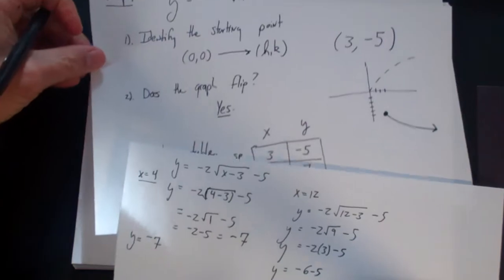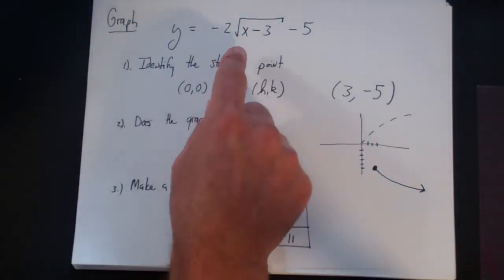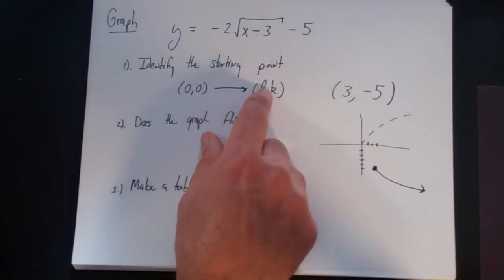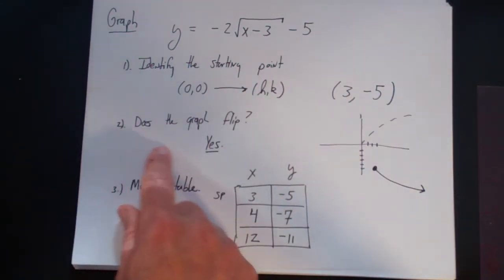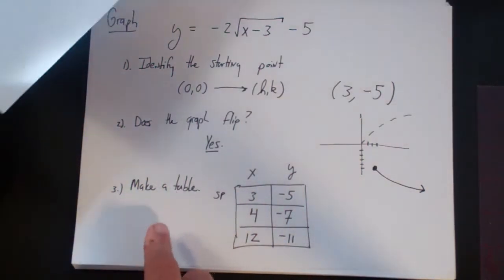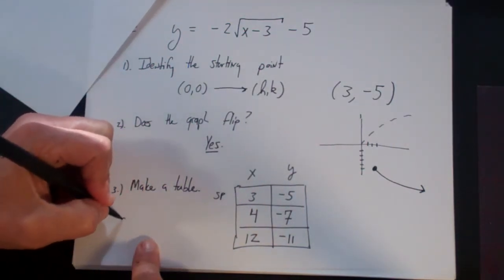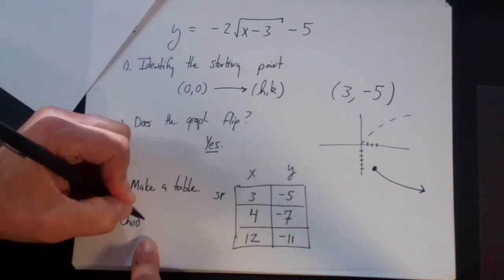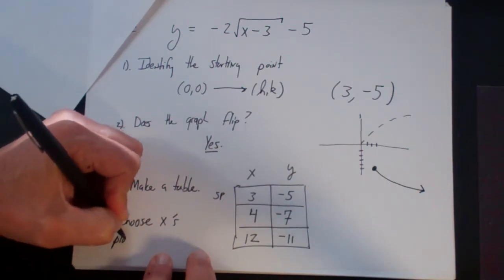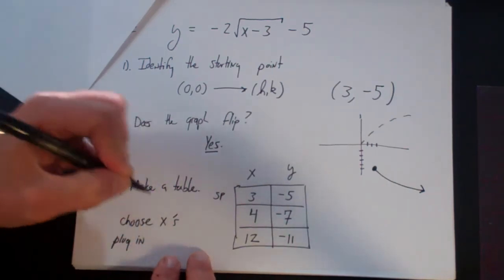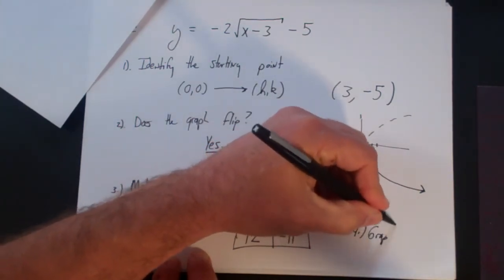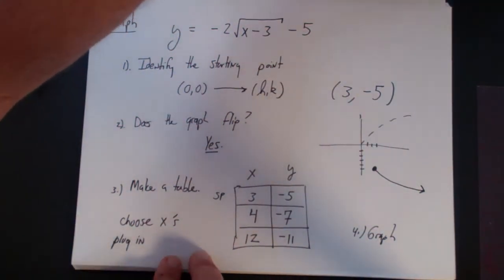So let's look at our steps again. Step number 1, identify the starting point. You get that by the (h, k). Second, see if the graph flips, and it does. Third step, make a table. You make a table by choosing x's. Plug in to solve for y. The fourth step then is going to be just to draw your graph. And we'll do that step right now.